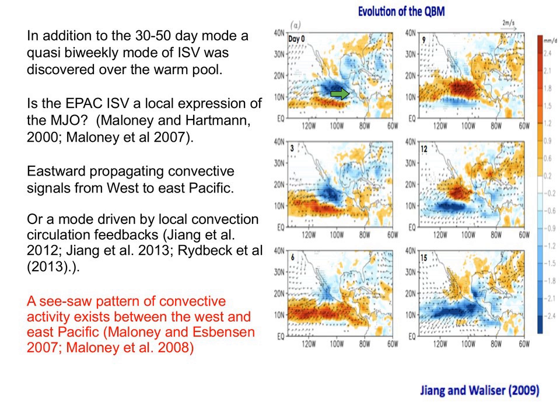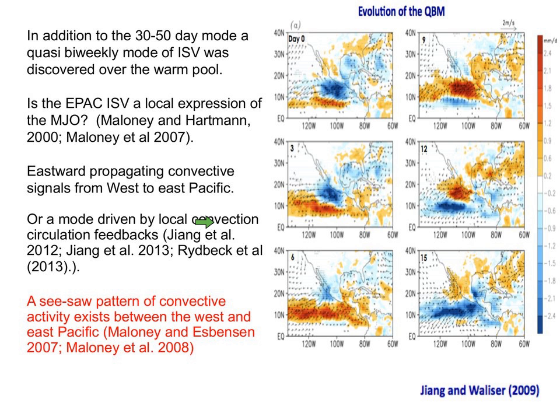But modeling studies show otherwise, that even in GCMs which produce a reasonably good simulation of the Eastern Pacific intraseasonal variability, this propagation from the Western Pacific to the Eastern Pacific is not very evident, and most of the propagating signals originate over the Central Pacific. So it may be possible that it is also a more local mode driven by the local convection-circulation feedback.